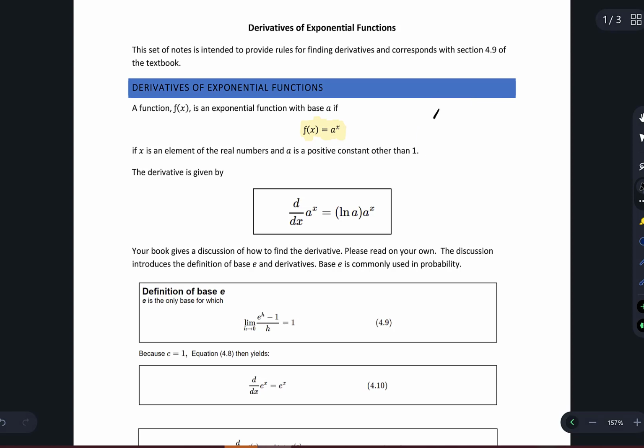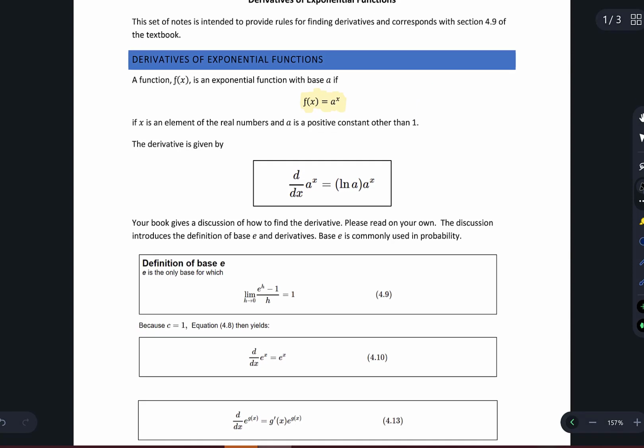And then the derivative of these functions is given by the following. And so notice here we are assuming that we only have the x in the exponent. We'll look at an example later on where we have a function of x in the exponent, and we'll be able to see we can use this same derivative rule. We'll just need to also apply the chain rule.